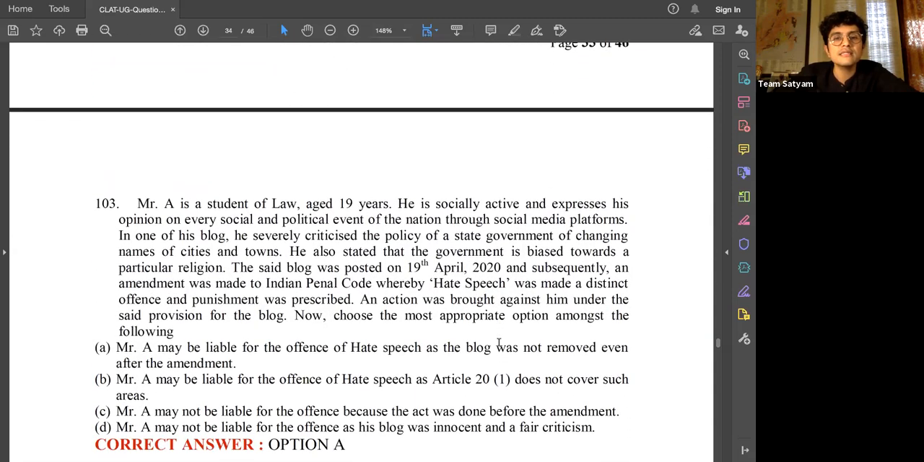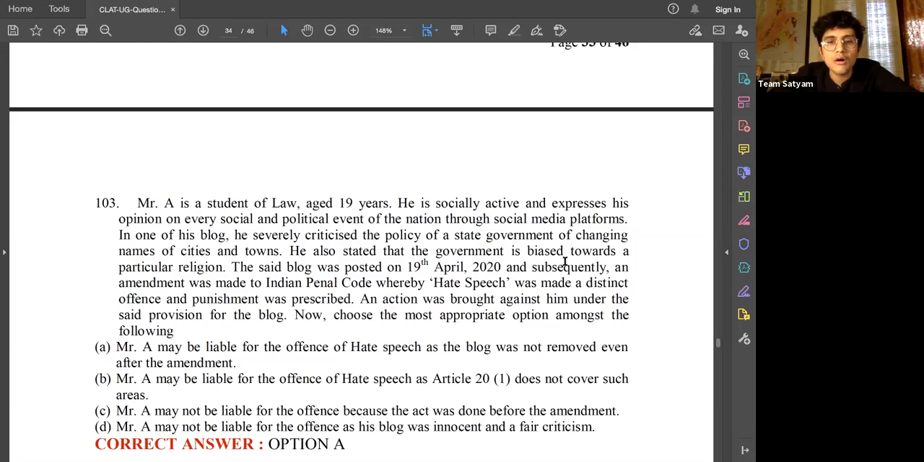Now question 103 tells us that A is a student of law, he's socially active, and expresses his opinion on every social and political event, etc. He severely criticized the policy of the state government. He also stated that the government is biased towards a particular region. Now this blog post was put up on 19th April 2020. And subsequently, the amendment that was made in the IPC, now this is where things get a bit murky.